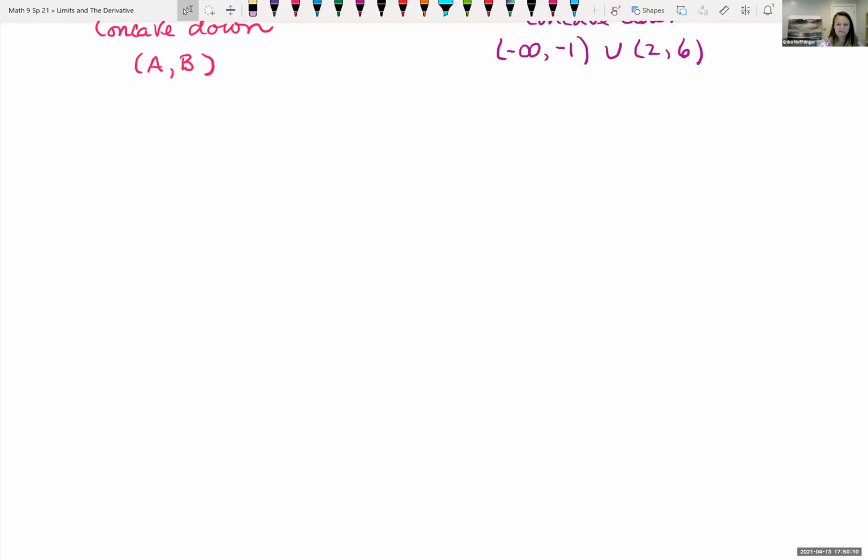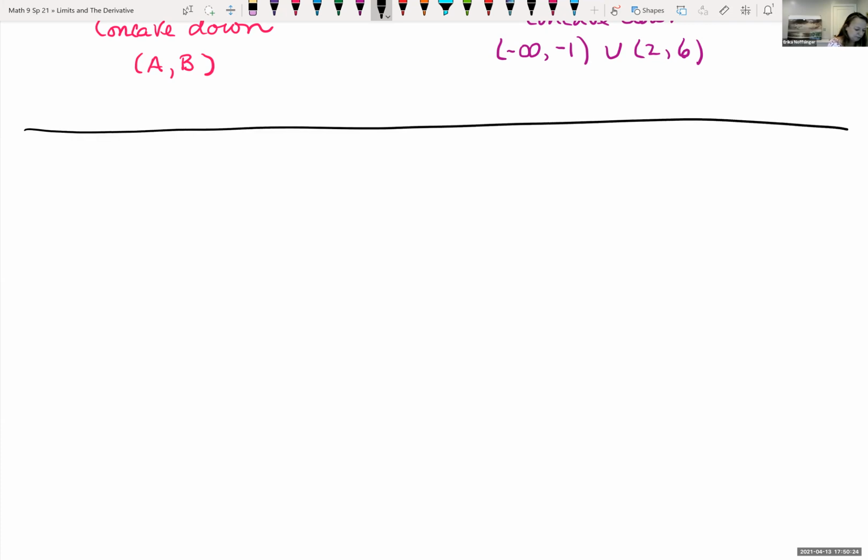So we just looked at finding concavity looking at a graph, but what if we're not given the graph? What if we're given the equation? So to find where your graph is concave up and concave down, the first thing you want to do, so concavity, finding concavity, we want to find the second derivative.